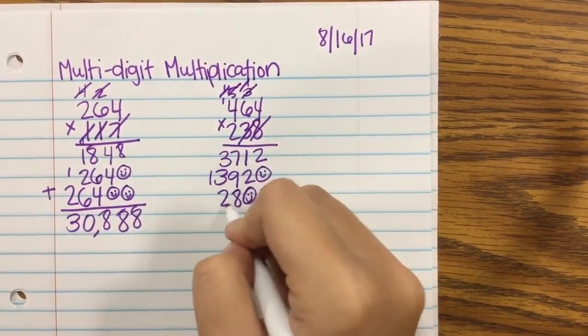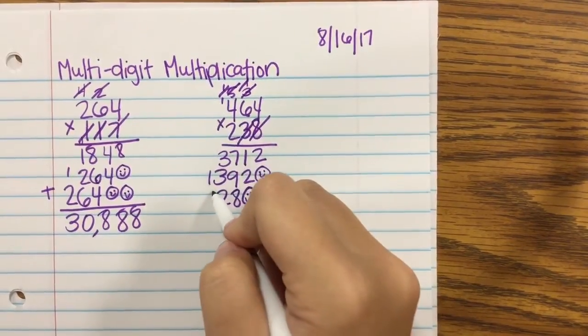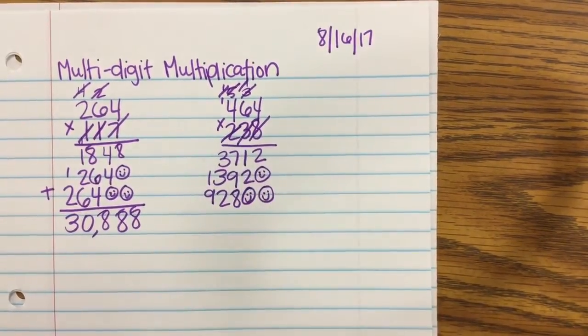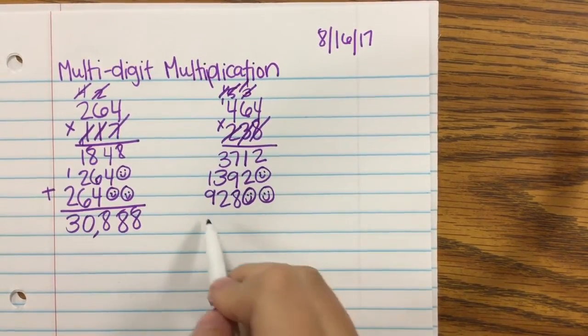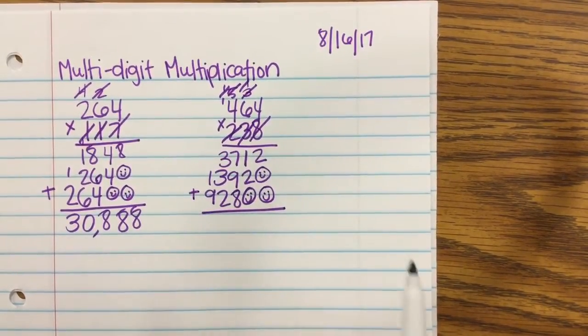Oh, and I'm running out of space. What is 2 times 4? 8. Plus 1? 9. Now am I done multiplying? Yes, because I have used every one of those digits on my bottom factor. Now what do I do, Julius? Now you have to add the 3 partial products. Add all 3 of my beautiful partial products.